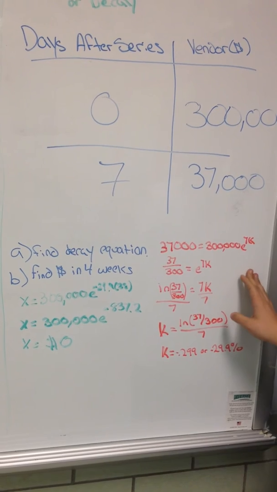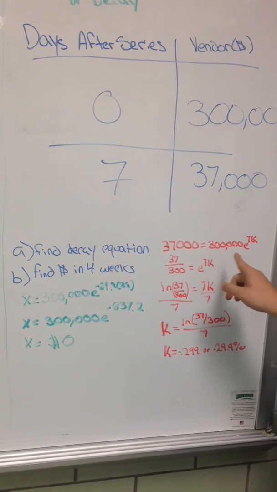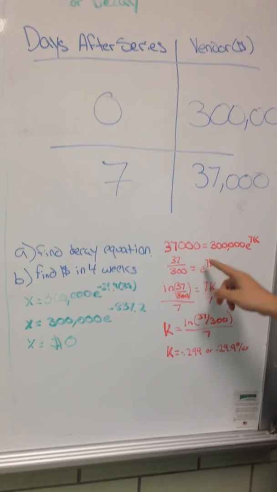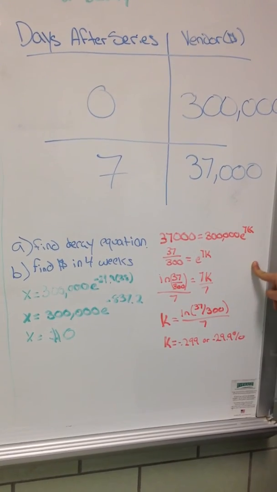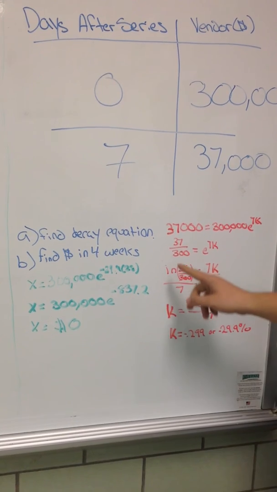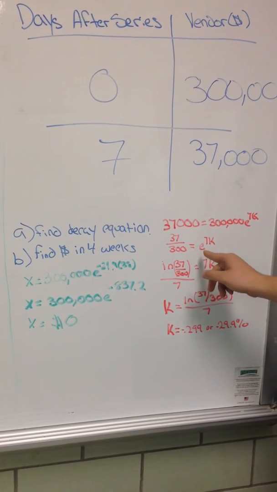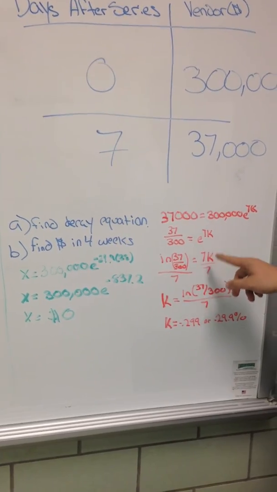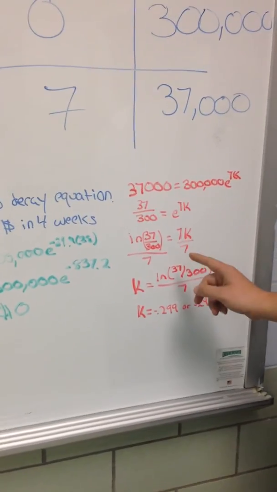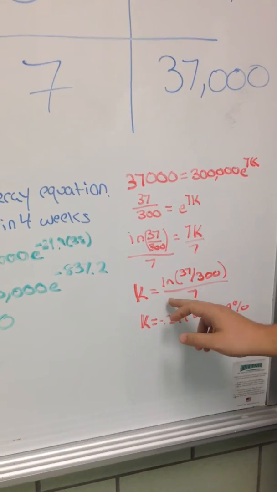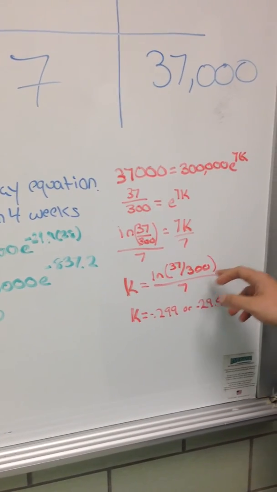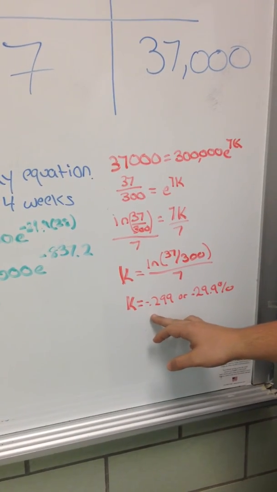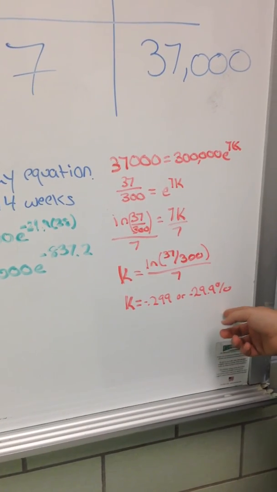And then you're going to first divide by 300,000, and simplified, that is 37 over 300 equals e to the 7k. And then you're going to take the natural log of both sides, because when you do that, it cancels out the e. So then you'll just have natural log of 37 over 300 equals 7k. And then you're going to divide both sides by 7. So your final answer would be the natural log of 37 over 300, divided by 7, which can be simplified to negative 0.299 or negative 29.9%.